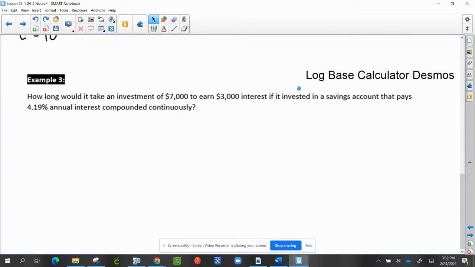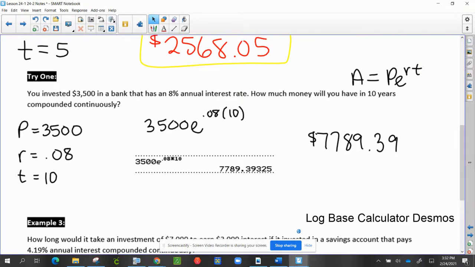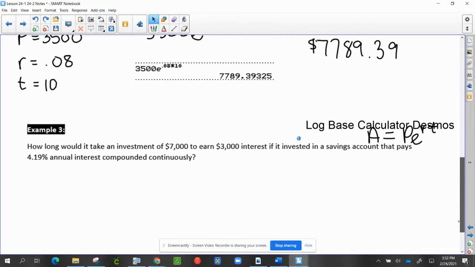All right, we're just going to do one last question. This one's a little different, so let's go through it. We have: how long would it take an investment of $7,000 to earn $3,000 in interest if it's invested in a savings account that pays 4.19% annual interest compounded continuously? Anytime we see continuously, we have to know that we're using the PERT formula.